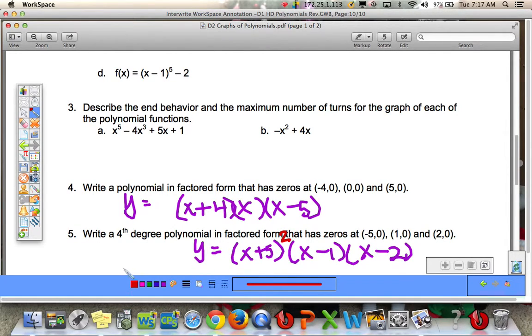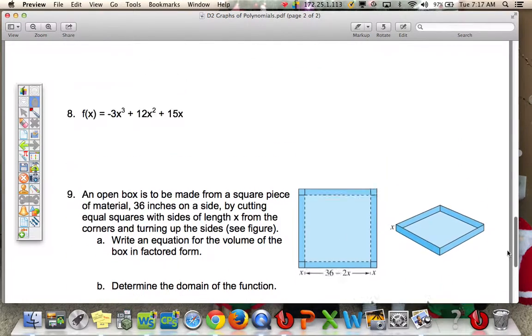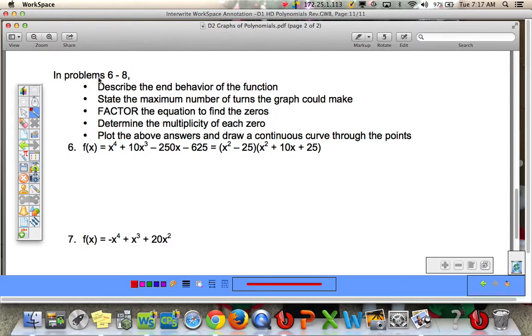So you could put a squared on the first factor, or on the second, or the third factor. If you put a squared on it, then it would make it 4th degree. Now on the back side, skip the word problems, 9 and 10 you don't need to do. And then for 6, 7, and 8, all I want you to do is the first 2 parts. Describe the end behavior and state the maximum number of turning points.